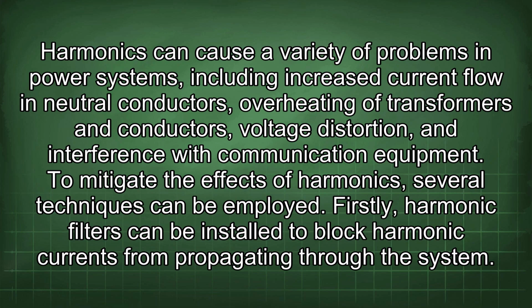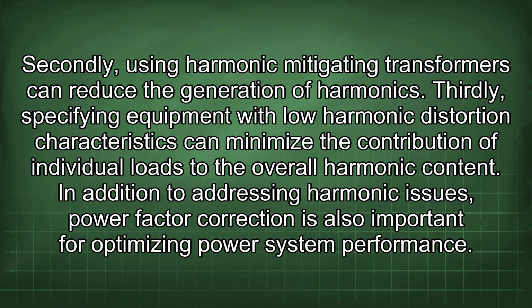To mitigate the effects of harmonics, several techniques can be employed. Firstly, harmonic filters can be installed to block harmonic currents from propagating through the system. Secondly, using harmonic mitigating transformers can reduce the generation of harmonics. Thirdly, specifying equipment with low harmonic distortion characteristics can minimize the contribution of individual loads to the overall harmonic content.